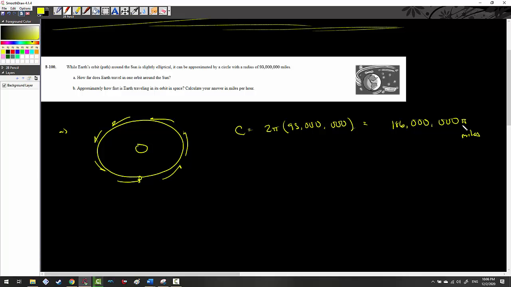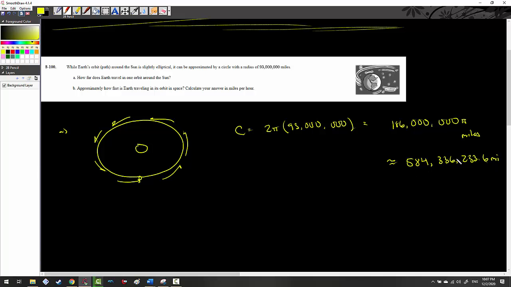So I will calculate it out for a little bit. This number is approximately equal to 584,336,233.6 miles. So again, that's if you wanted a calculated answer. The 186 million pi would be exact, and the 584 would be decimal.